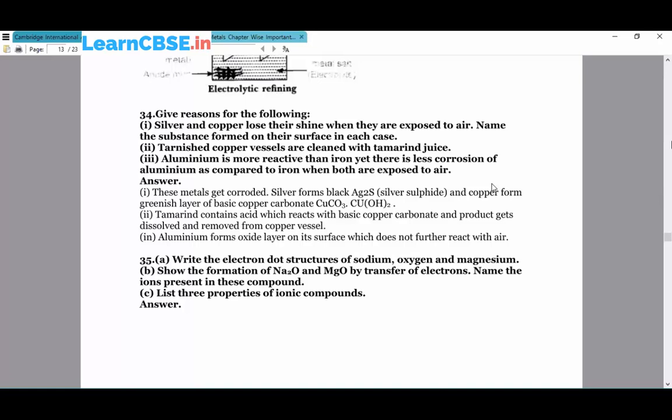from the copper vessel. Aluminium is more reactive than iron, yet there is less corrosion of the aluminium as compared to the iron when exposed to the air. Aluminium forms the oxide layer, that is Al2O3, on the surface, which does not further react with the air, and acts as a protective layer.